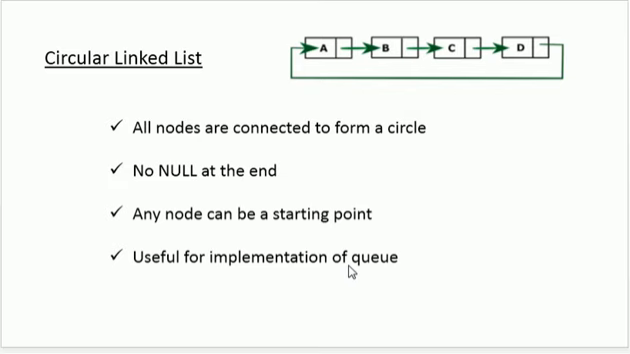So why do I need this circular arrangement? I need this circular arrangement because with this I am not saving any kind of null pointer anywhere. So every pointer is having a valid address. Any node can be the starting point here. You can start your list from any node. And the most important application is its implementation of queue.